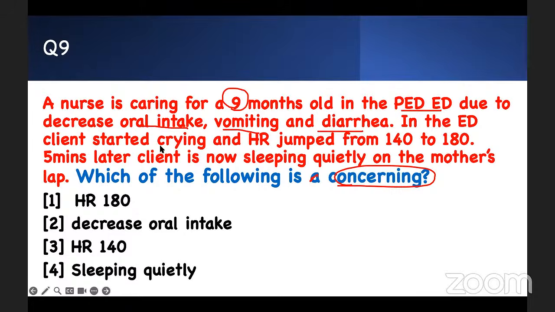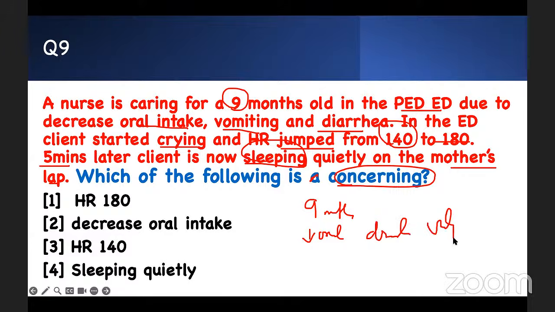In the emergency room, he starts crying, his heart rate jumped from 140 to 180. 5 minutes later, he's now sleeping quietly on his mother's lap. Which of the following is concerning? Breaking down: 9-month-old. He came in because oral intake has decreased, he's having diarrhea, and he's vomiting.